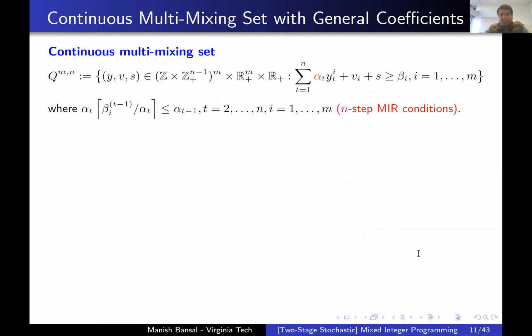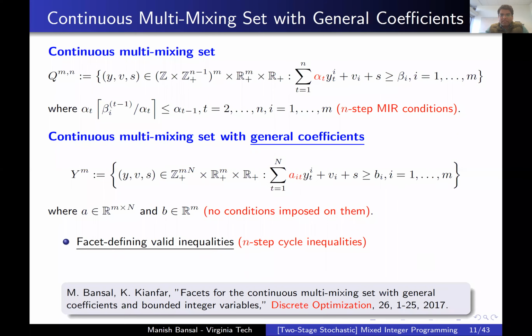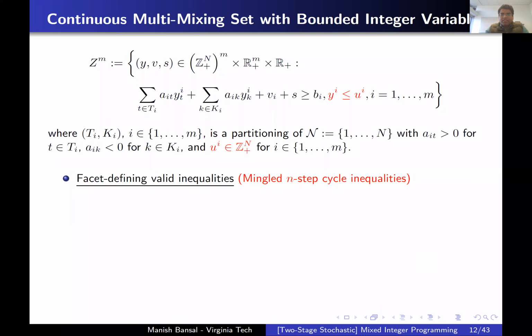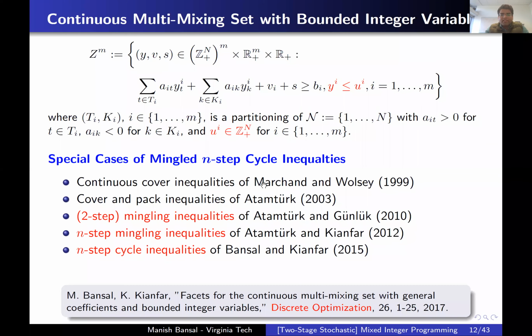We have considered some other generalizations of this set. Previously I said if it has some n-step MIR condition, but what if these conditions are relaxed? Then we have generalized the n-step cycle inequalities, and have further generalized when some of the integer variables have some bounds, and we introduce a new class of inequalities called the mingled n-step cycle inequality. These inequalities subsume the continuous cover inequalities, cover and pack inequalities, 2-step mingling inequalities, n-step mingling inequalities, and the n-step cycle inequality that I introduced before.